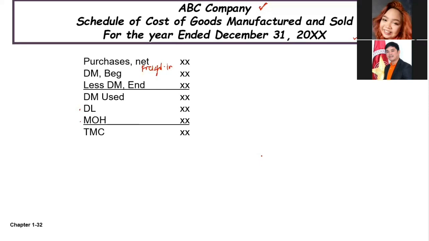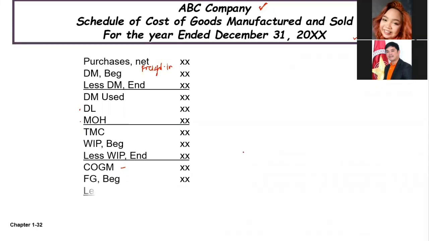Ang total manufacturing cost, di ba lahat na yan ay put into process, kaya in process yan. Grupo ng mga in process. So, work in process beginning minus work in process ending, makikita mo yung flow. Ano ang tawag natin doon? That would be your cost of goods manufactured. Ang cost of goods manufactured ay grupo ng mga finished goods. Ito yung manufactured finished goods this period. So plus finished goods beginning minus finished goods ending. We will come up with the cost of goods sold.